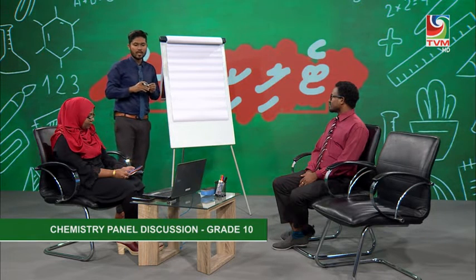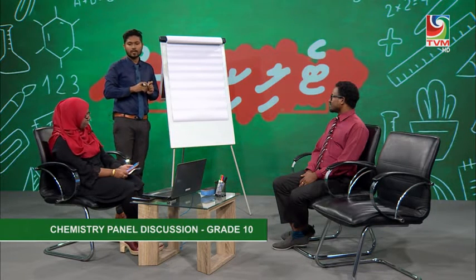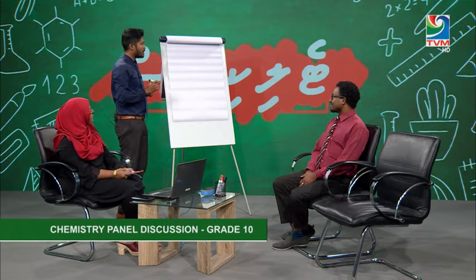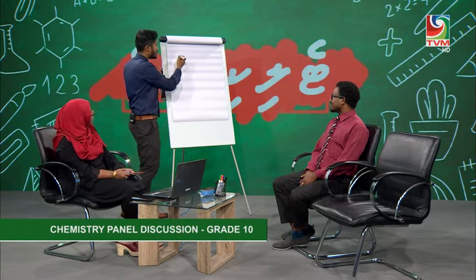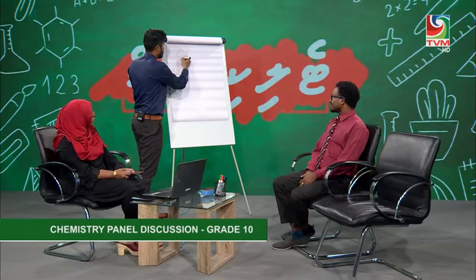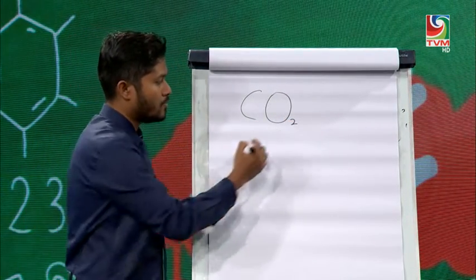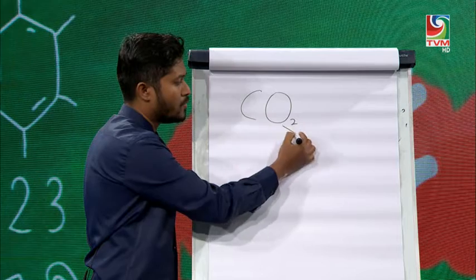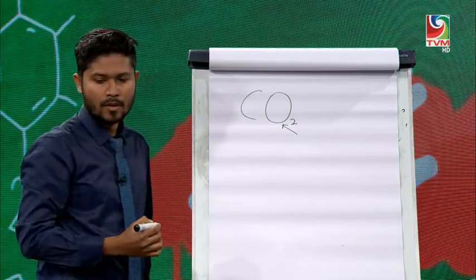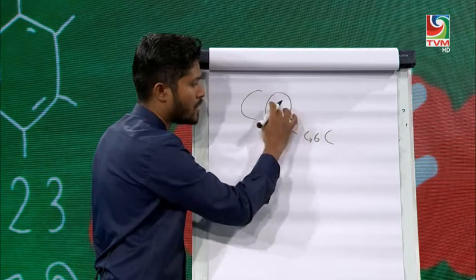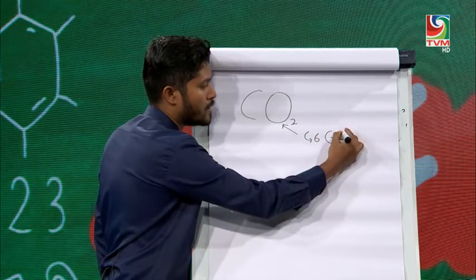So the question is to calculate the oxidation number. We can use carbon dioxide, a simple one. For simple compounds, for example carbon dioxide, we have to know the oxidation number of oxygen. We can deduce from the periodic table that it is group 6. So that means the oxidation number of oxygen will be -2.